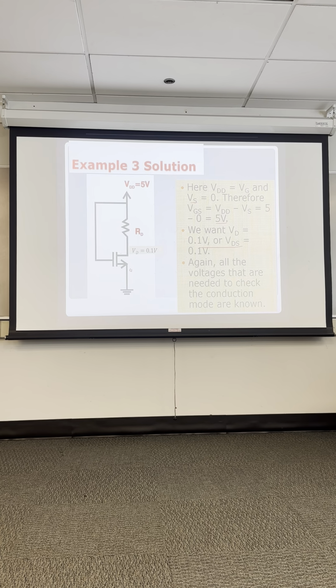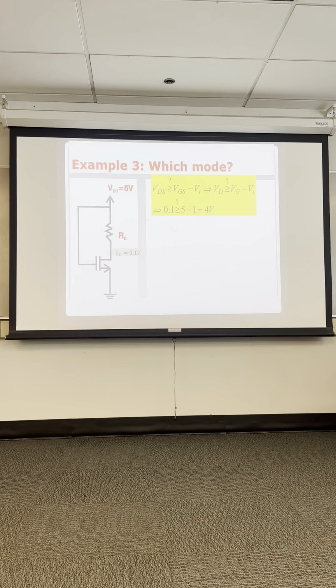So we have the drain voltage, the source voltage, and the gate voltage. Now we can make a check. If we assume saturation for an NMOS enhancement, is the drain to source voltage greater than or equal to the gate to source minus the threshold? Since the source is common, we can change it to the drain voltage greater than or equal to the gate voltage minus the threshold. The drain voltage is given as 0.1 volt. Is that greater than or equal to the gate 5 minus the threshold 1, which is 4 volts?